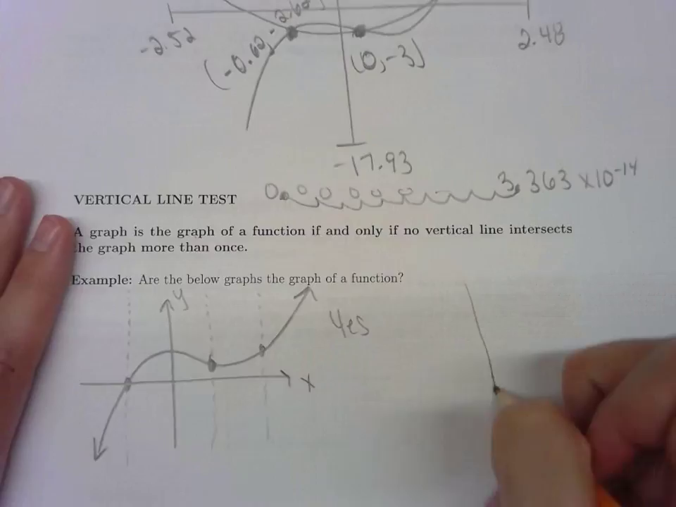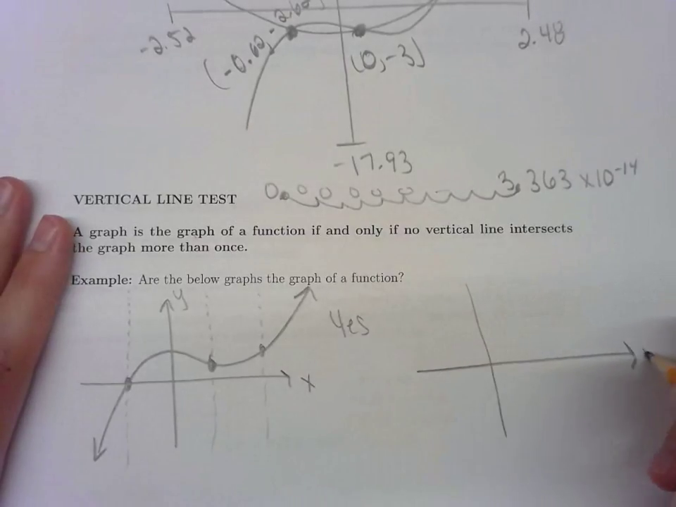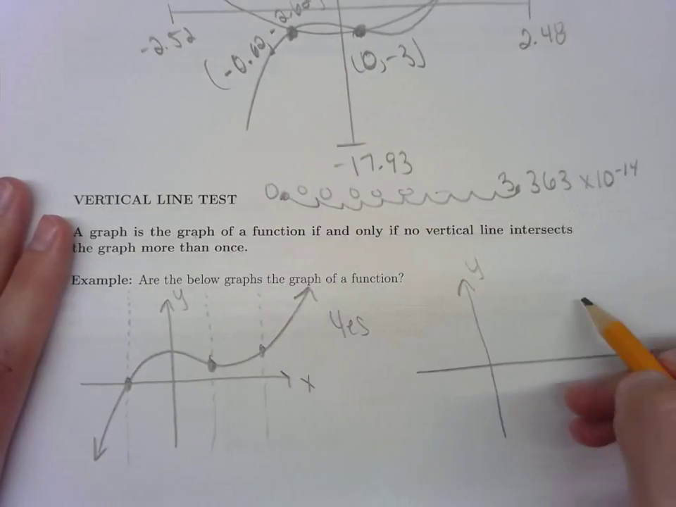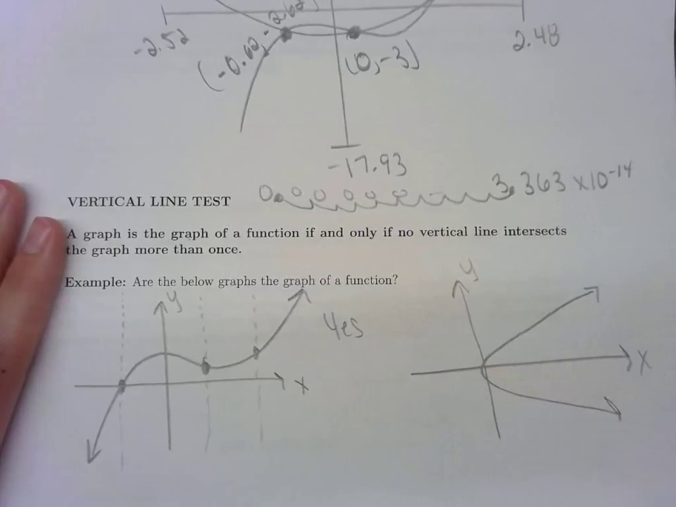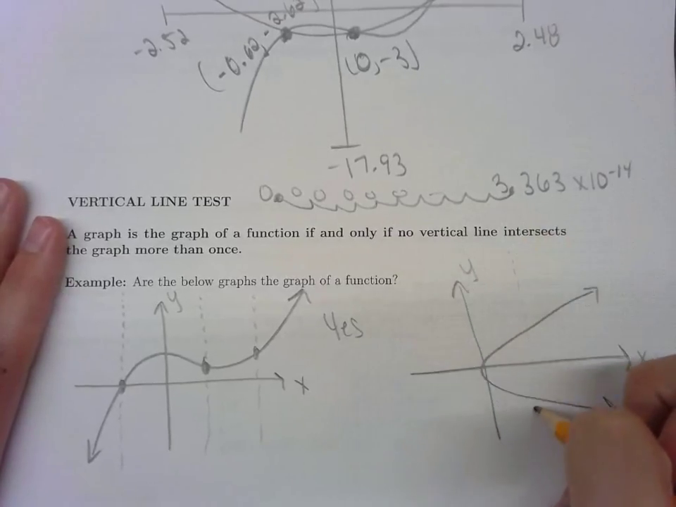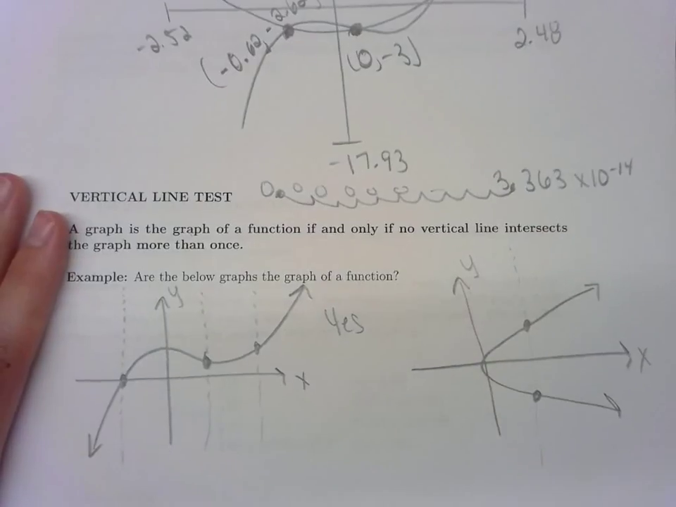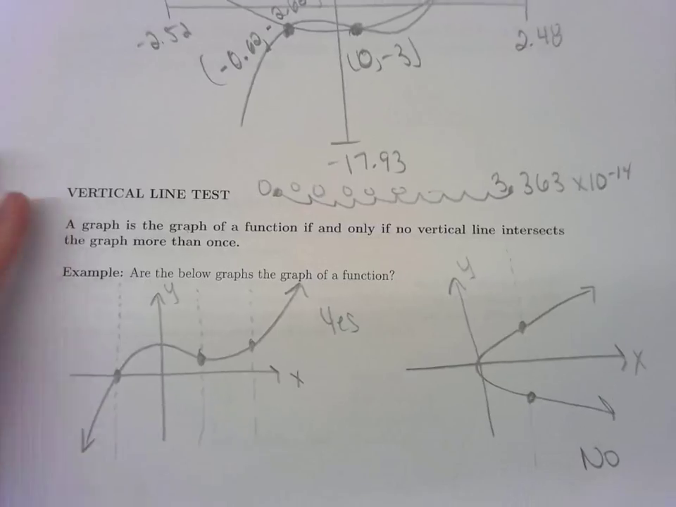Let's do this picture. So here's our x-axis, here's our y-axis. Let's say we're given this picture here. Okay, take vertical lines, actually every vertical line except for one here, it's going to hit it twice, so this would not be a function.